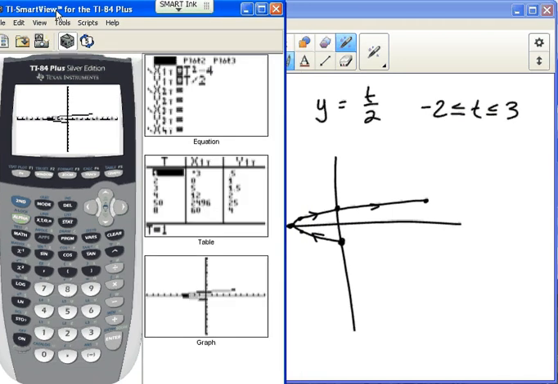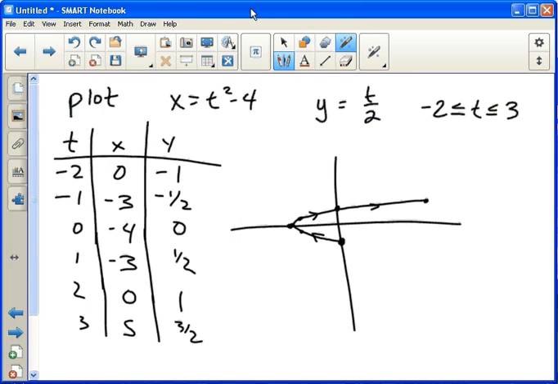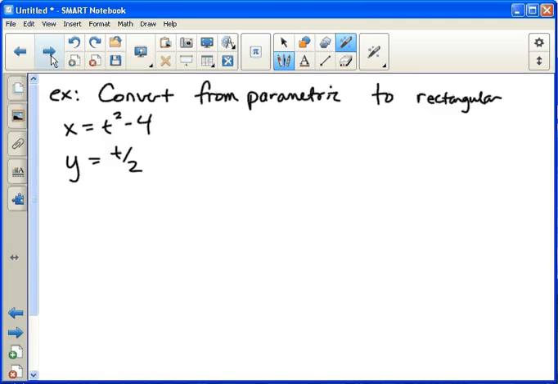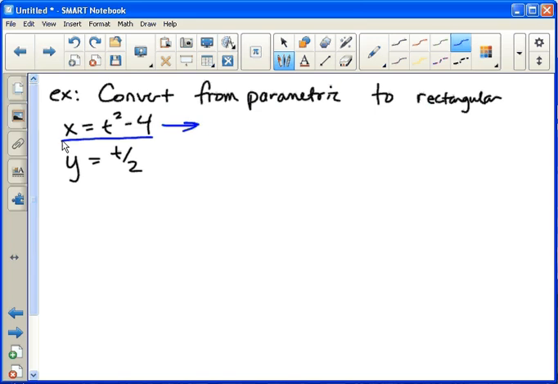Okay, one thing they may ask you to do is convert from parametric to rectangular. Remember, rectangular is just the normal form. One thing they might say is eliminate the parameter. T is your parameter. We're trying to eliminate it. So since we normally have y equals something with x, what we're going to do is take the x equation right here and solve it for t. So I'm going to add 4 to both sides and then take the square root of both sides. So square root of x plus 4 equals t.